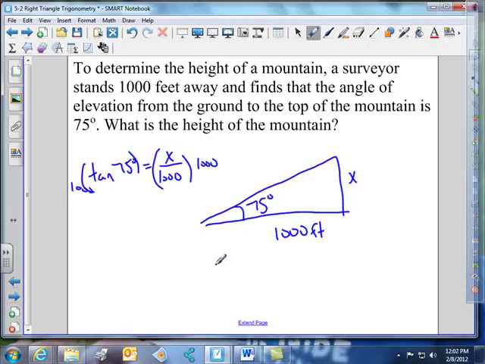Okay, so what I'll do here is I will use my calculator to plug in 1,000 times the tangent of 75, and I am getting 3,732. You may want to try this on your own as well. I'm just going to round that, just keep that there, feet.